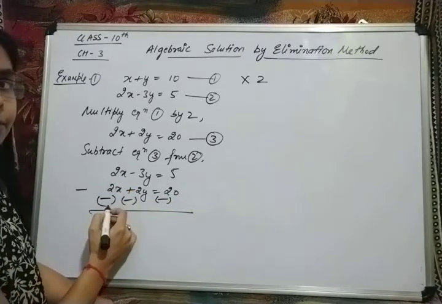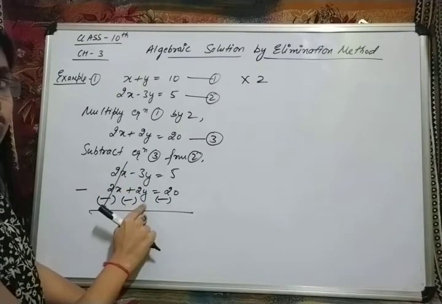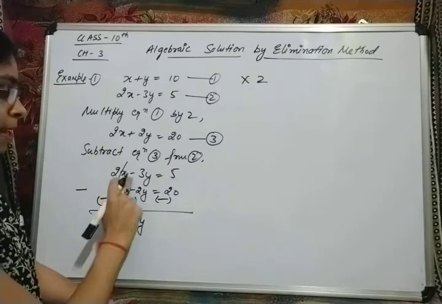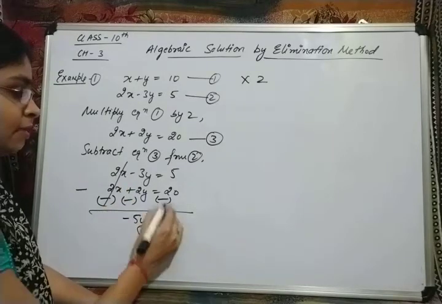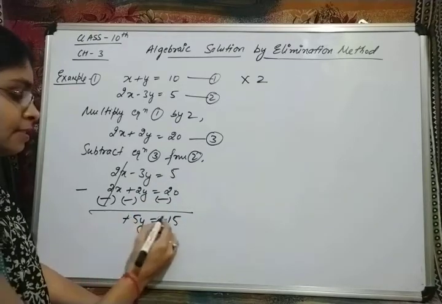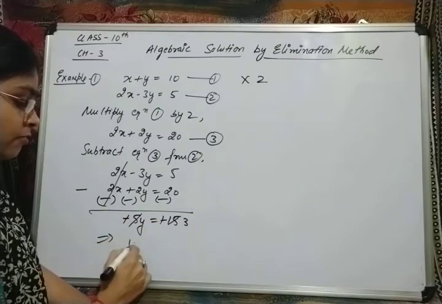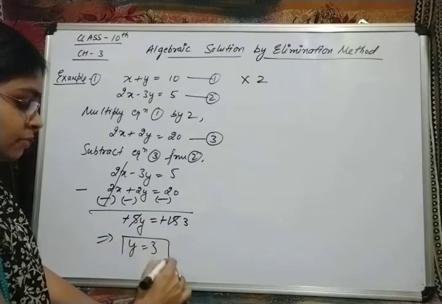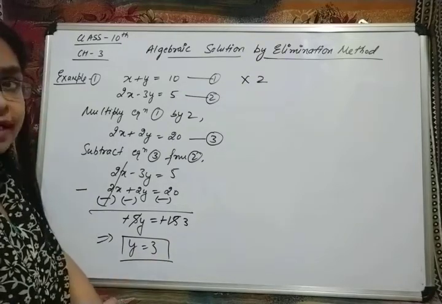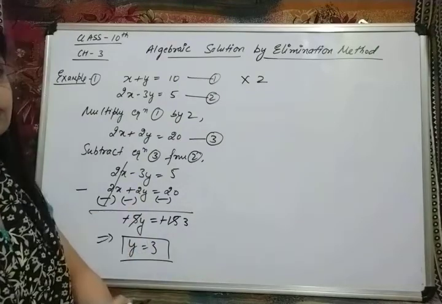Now 2x and minus 2x will get cancelled. Minus 3y minus 2y, what will it be? Minus 5y. And 5 minus 20 is minus 15. Minus and minus get cancelled, and 15 divided by 5 is 3. So we are getting y is equal to 3. So what is the value of y? The value of y is 3. By solving this, we get the value of one variable, that is y is equal to 3.